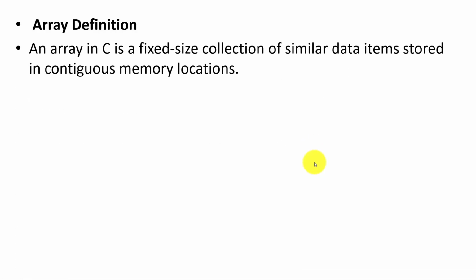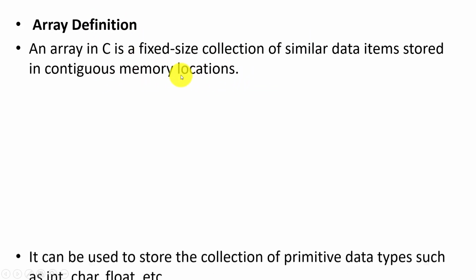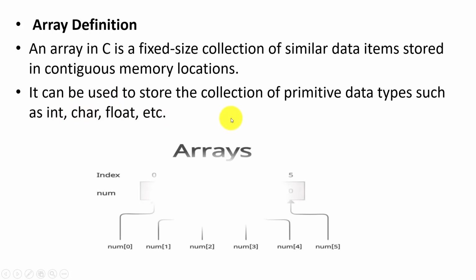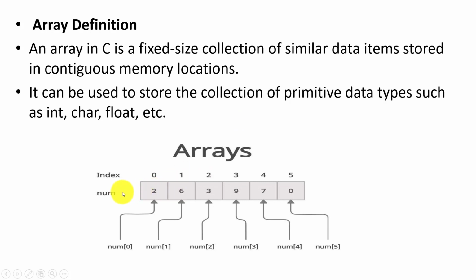So let's understand the definition. An array is a fixed-size collection, because we are going to give the size. If I have 100 elements, I use an array of size 100. The similar data items are stored in continuous memory locations, called an array. We can store primitive data, that is basic data types such as integer, character, float, etc. Now in this diagram you can see these numbers: this is called a data element or array element, 2, 6, 3, 9, 7. These are all the elements.